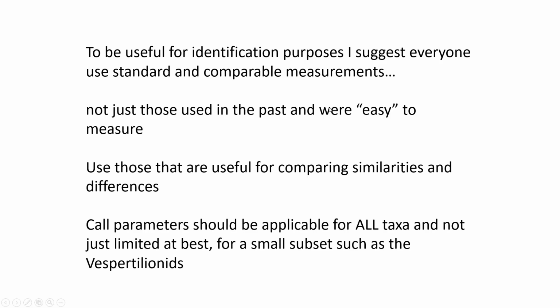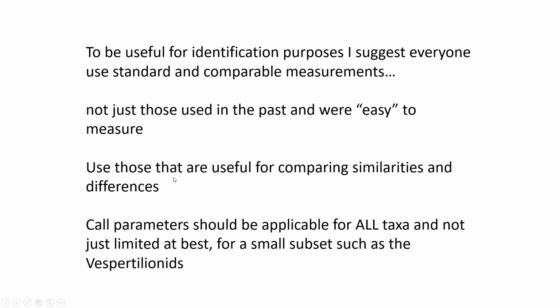So to be useful for identification purposes, I suggest everyone use standard and comparable measurements, not just those that were used in the past. Because somebody else published them doesn't mean you need to. If they made a mistake, don't replicate it. And these were easy to measure in the old days. I could take my cursor, measure the start of this N, measure the bottom, the end part of that N. So if we're measuring that font, I've got a beginning and end of the N stroke. What does it mean? A number on that will not tell us what an N looks like.